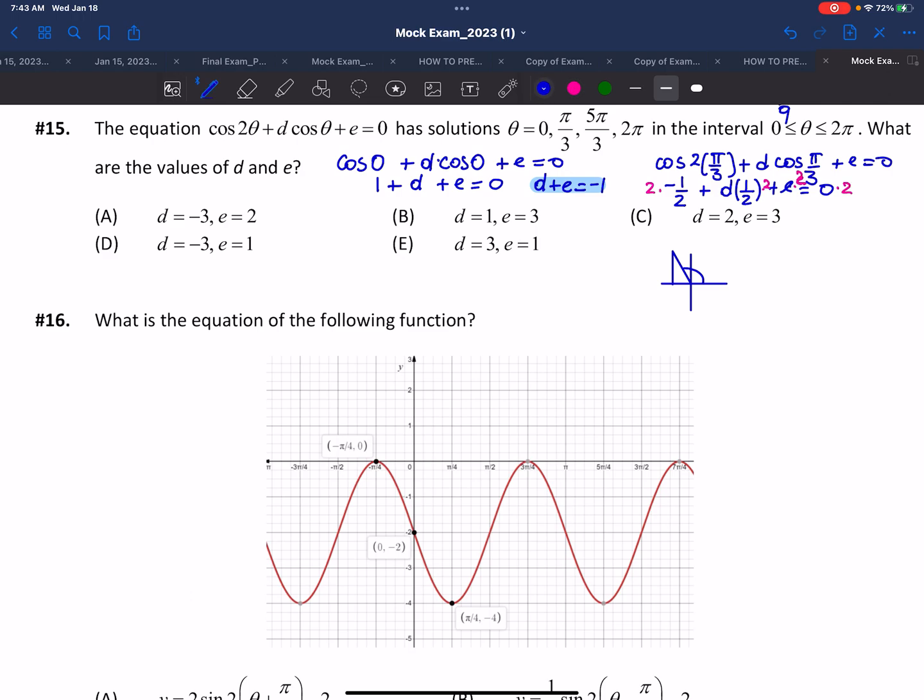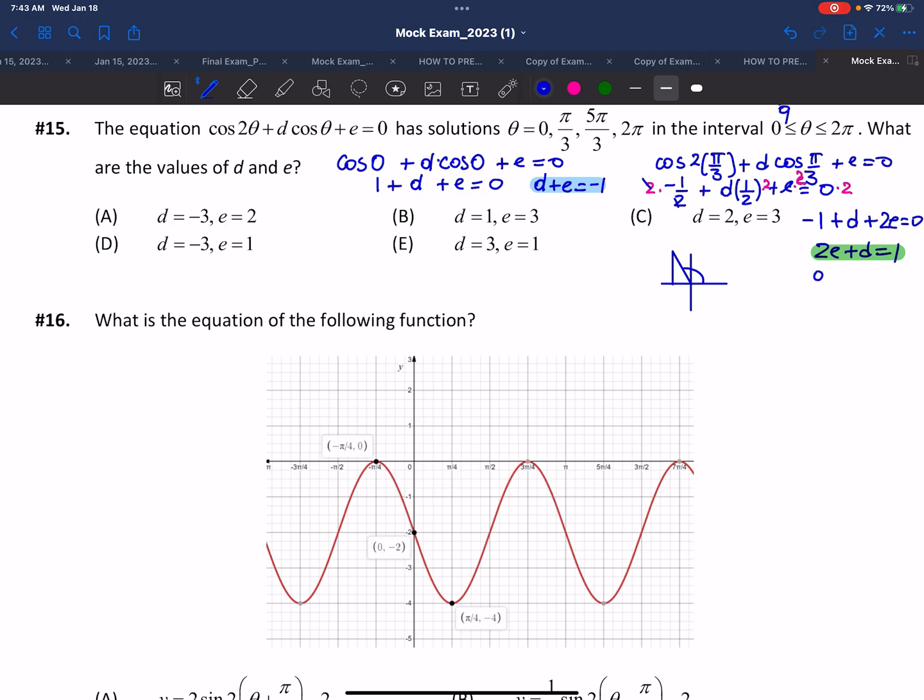The first term will turn to a negative 1. The second term will be plus d. The next term is 2e equals 0. So 2e plus d equals positive 1. This will be our second equation. Now we have two equations with two unknowns. We can put them together in a system to solve for d and e.